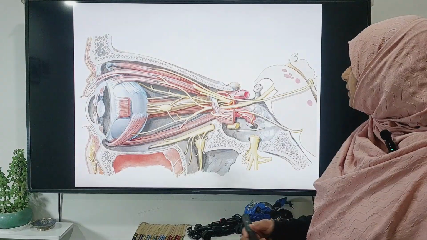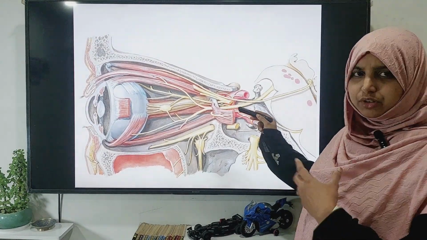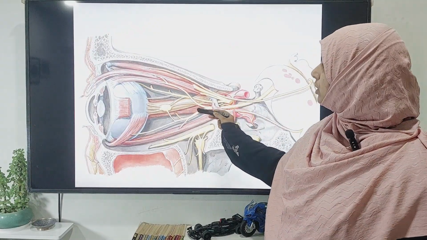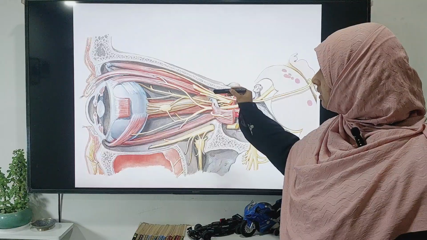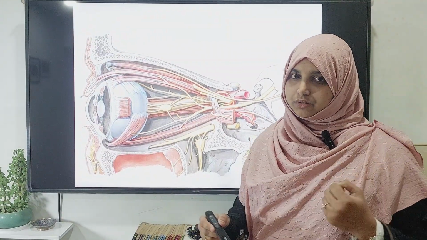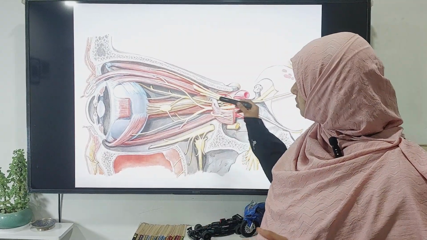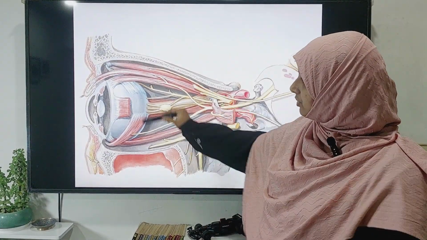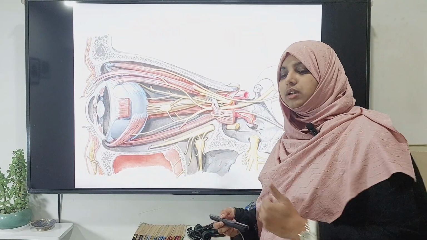Okay, now after crossing the cavernous sinus, it's going to enter the orbital cavity through a fissure called the superior orbital fissure, and then it's going to enter in a bunch and go for their respective muscles. So this is the real picture. We'll study one by one.